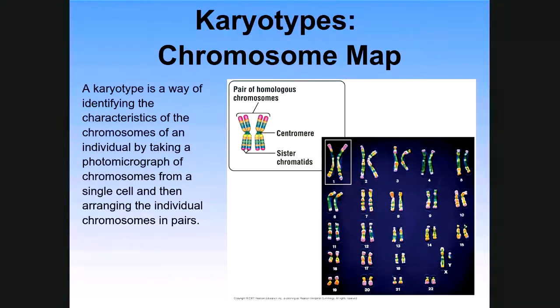We talked about a karyotype. It's a chromosome map. A karyotype is a way of identifying characteristics of the chromosomes of an individual by taking a photomicrograph of chromosomes from a single cell and then arranging the individual chromosomes into pairs. We've talked about this before. Technically, they're pairs of sister chromatids because they remove the chromosomes from cells that are in the process of undergoing cell division involving mitosis. But I posted a video.